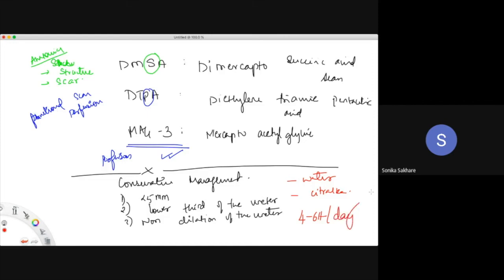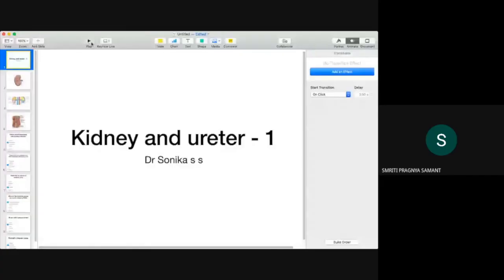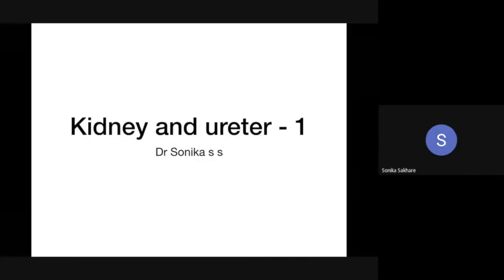Then further on, there are so many procedures like ESWL, PCNL, and all those things, which we'll be discussing in the next class. Now I'm just going to show you one of the slides. Can you see it now? Can you see the screen?